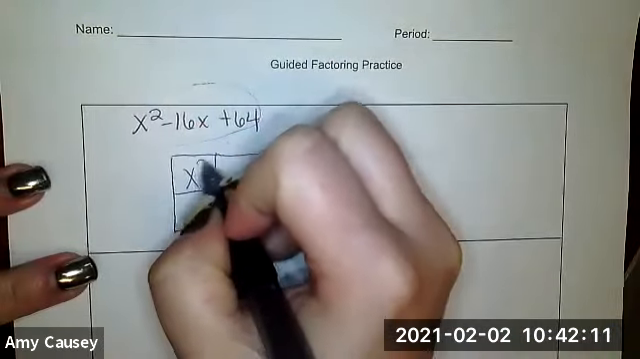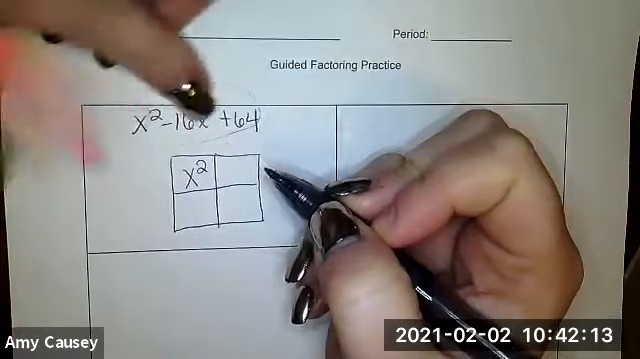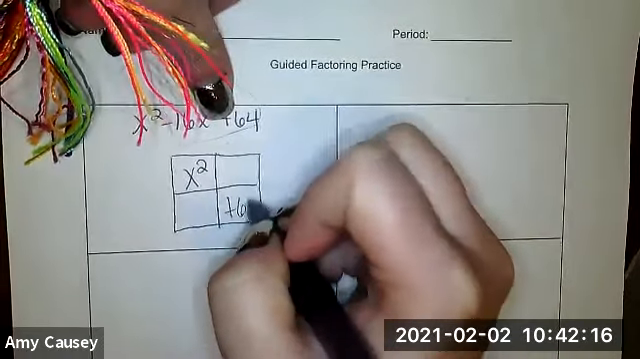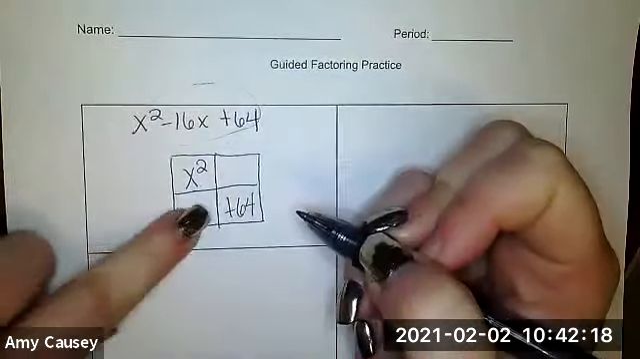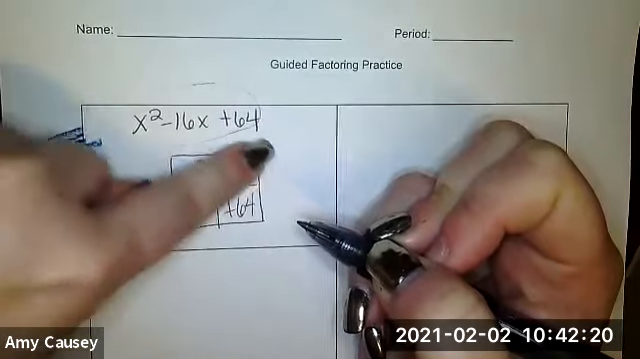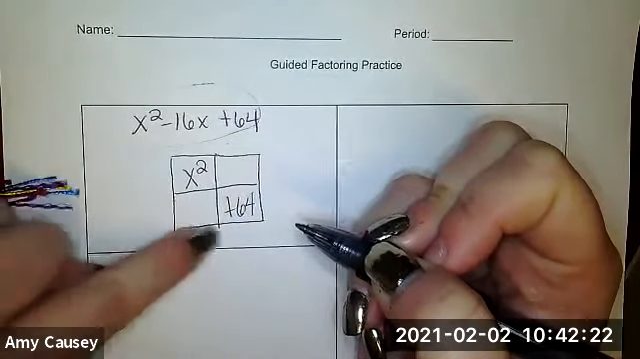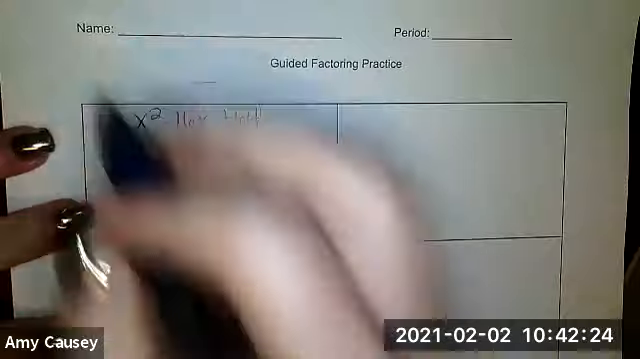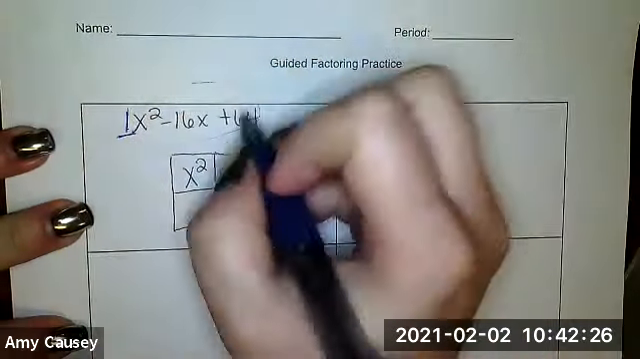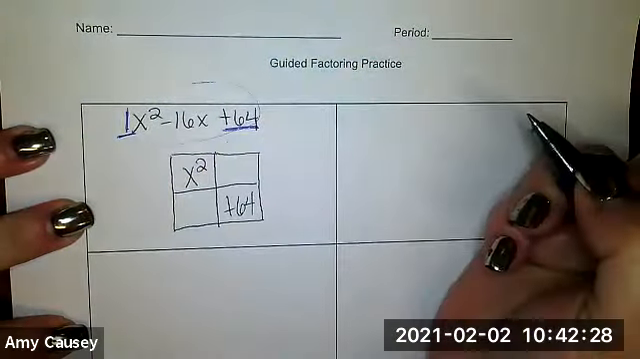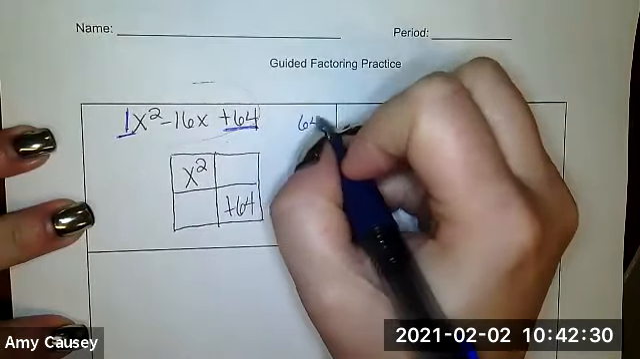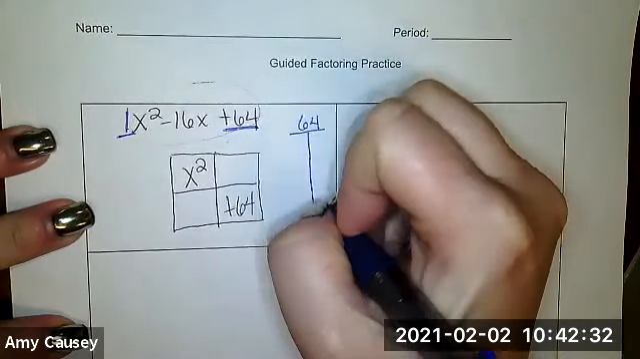So I'm going to go first term in the first box, last term in the last box, and now I need to find these other two boxes before I can get my outsides. So I do A, which is 1, times C, which is 64, and I'm going to make a factor tree.